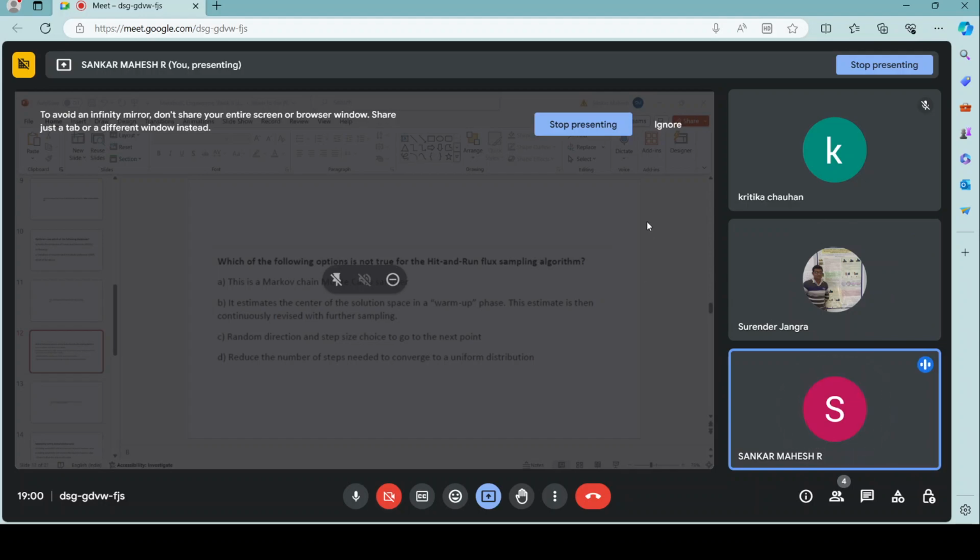Whereas this entire process has some random stochasticity to it, which is defined by the Markov chain Monte Carlo sampler. So option A is also right. What is not suitable for this hit and run flux sampling algorithm is that they say it estimates the center of the solution space in a warm-up phase, then the estimate is continuously revised with further sampling. This is the wrong option among the four.